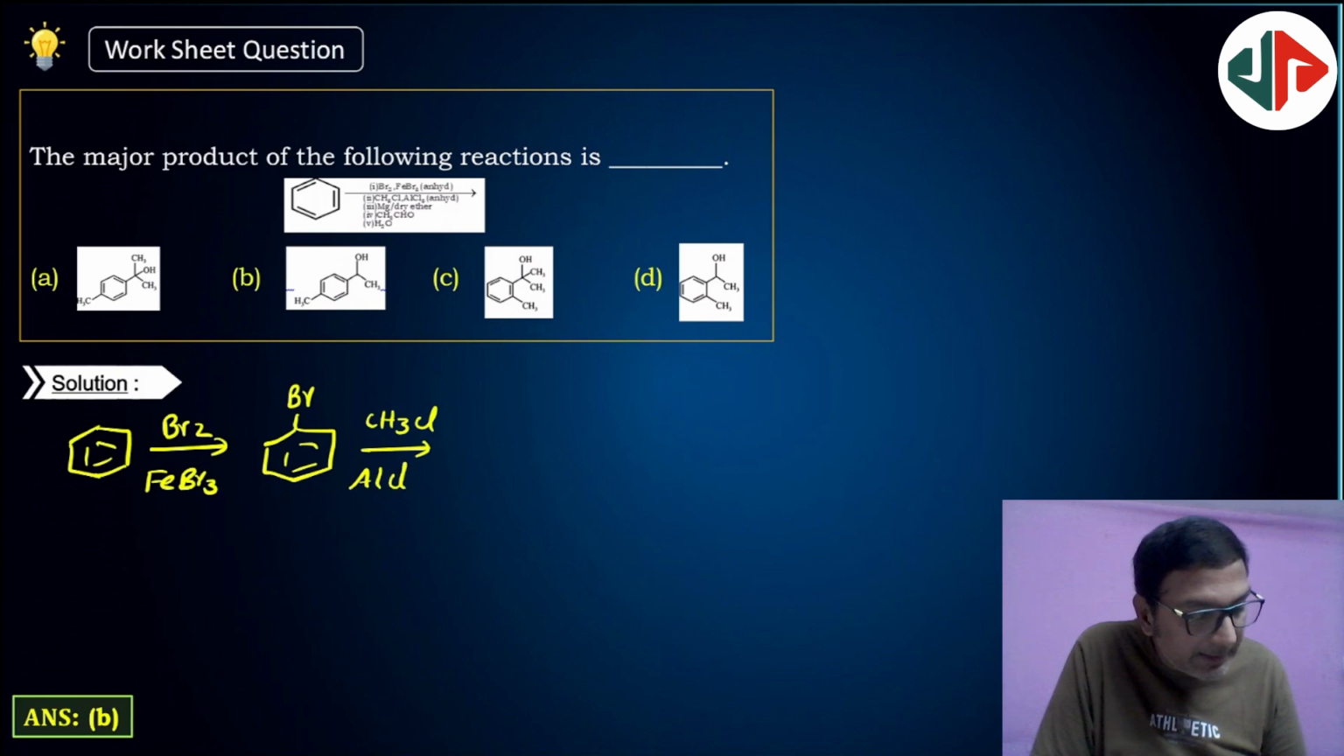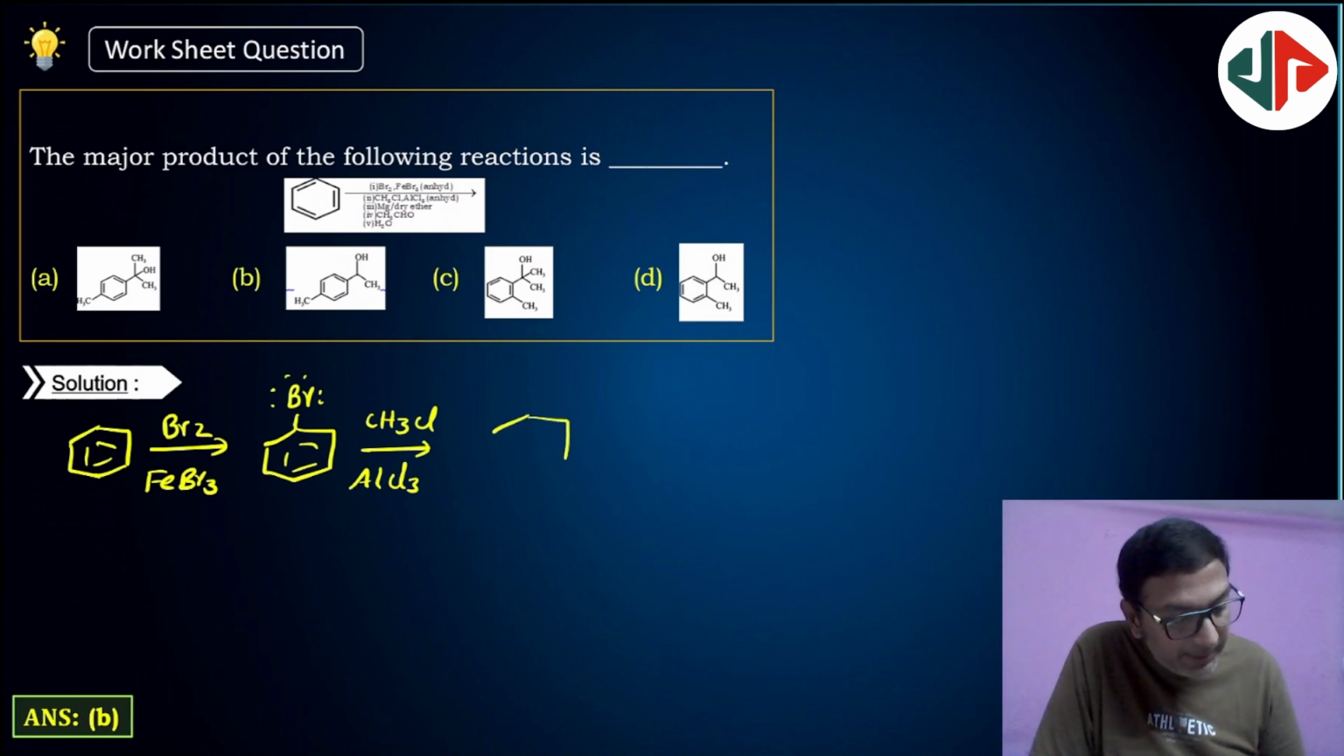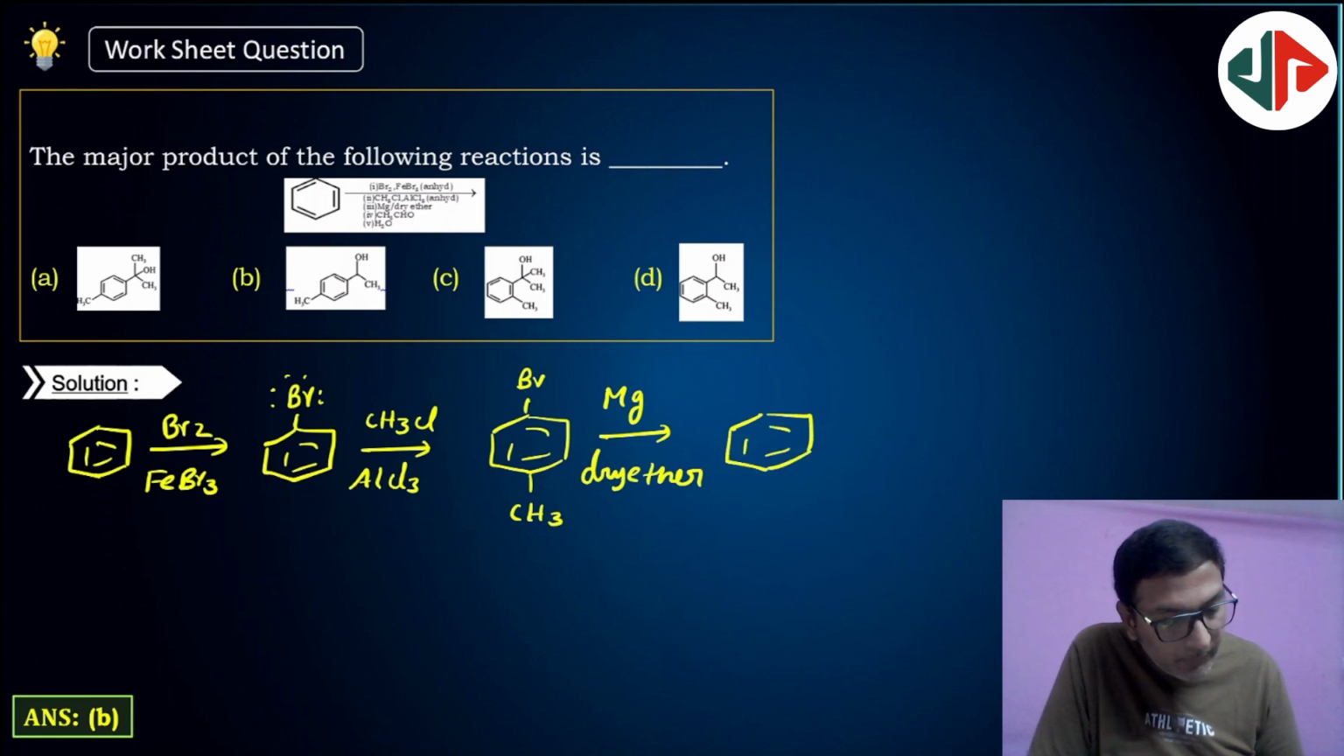Next, on reaction with CH3Cl and AlCl3. Here bromine is an electron donating group, that means ortho and para directing group. It will give the major compound, para substitution, CH3. Next, which on reaction with magnesium in dry ether gives MgBr and CH3.